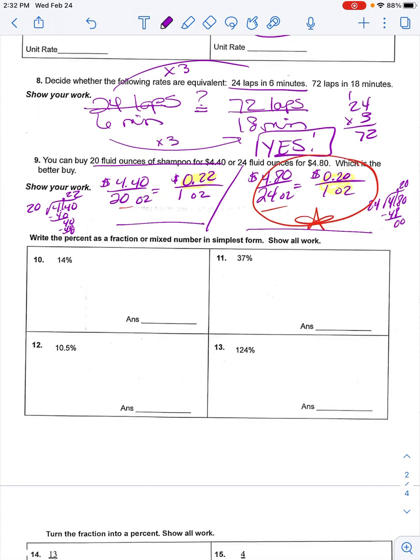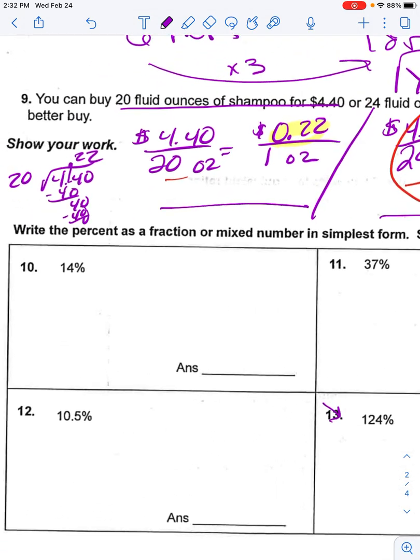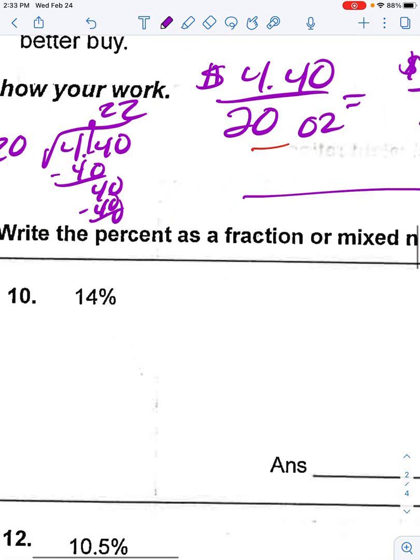Okay. Alrighty. 10 through 13, we're going to write the percent as a fraction or a mixed number in simplest form. So the only way it's going to be a mixed number is if it's over 100%, like number 13. Okay. Percent. 14% means out of 100. So there's my fraction. We just need to simplify.